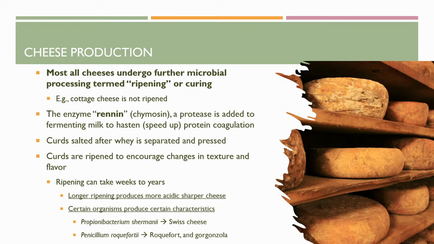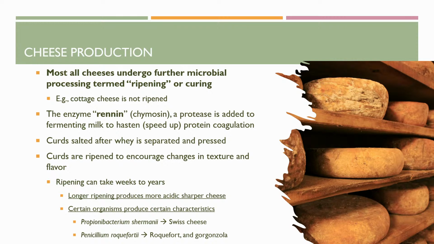Like I said, renin is an enzyme that is added to the milk, and it's usually part of the starter culture, and it helps to hasten or speed up the protein coagulation. So does the term coagulation make sense to people? Do you guys get that? It's when things just become chunky. And then you can salt them after the whey is separated and pressed.